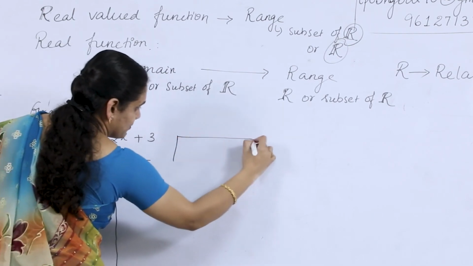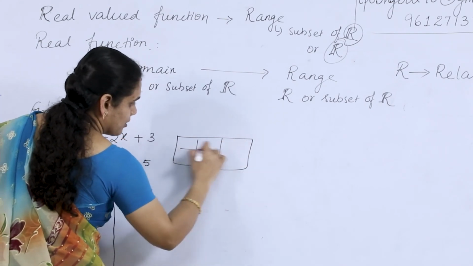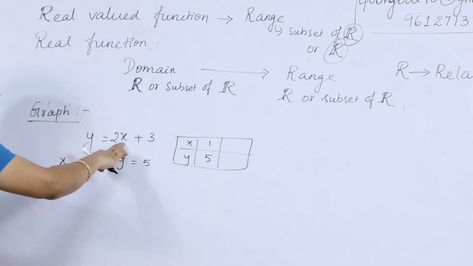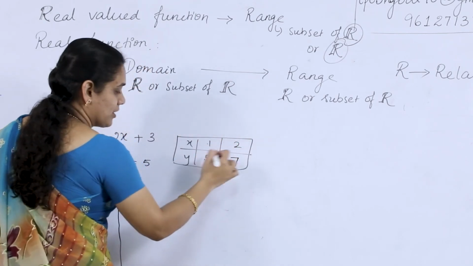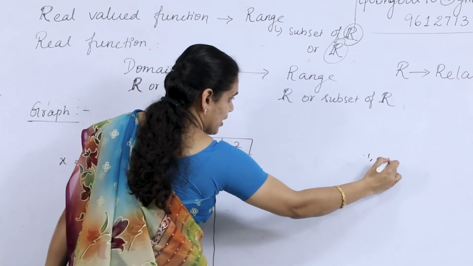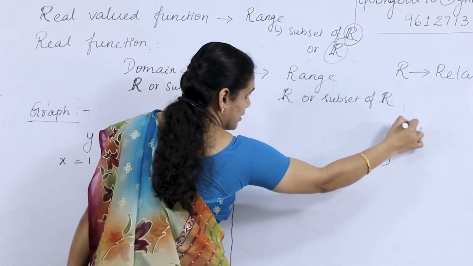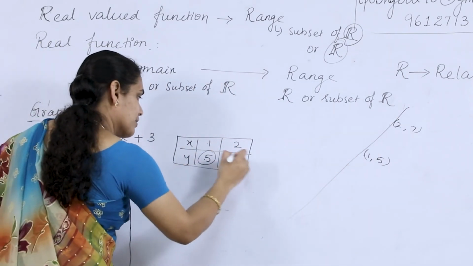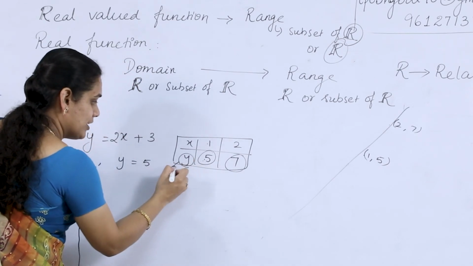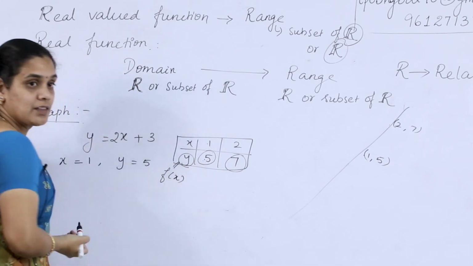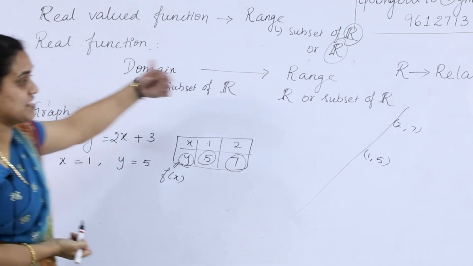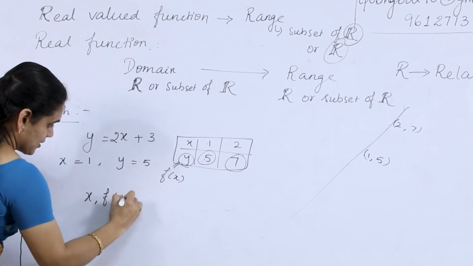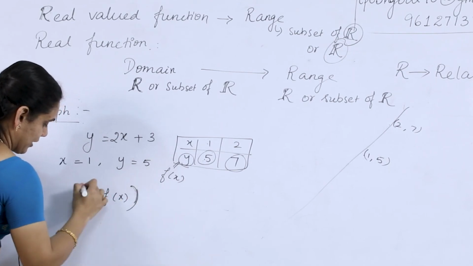Then you make a table by taking maybe 2 values. If you give 1, you get 5. If you give 2, you get 7. You mark these points in the graph, (1, 5) and then (2, 7). Then you connect them and you will get a straight line. Yes or no? So what about this 5 and 7? These are the values of y. y is what? f(x). So the function we are representing in the form of a graph also. The coordinates will be (x, f(x)), which we are plotting in the graph.